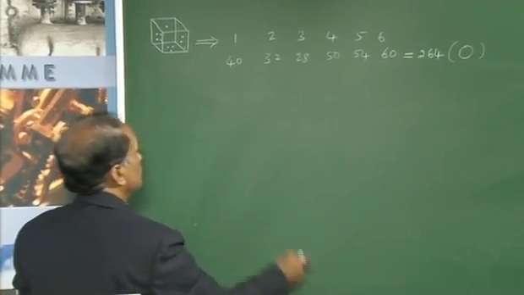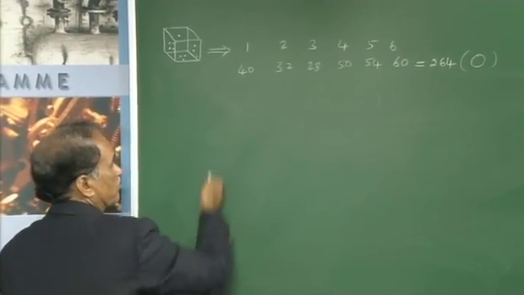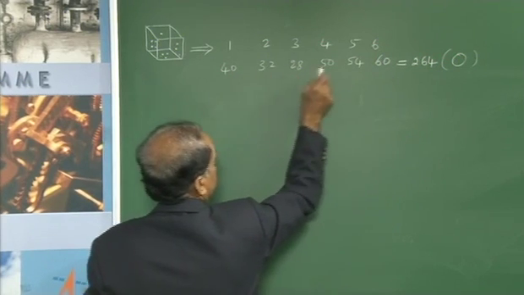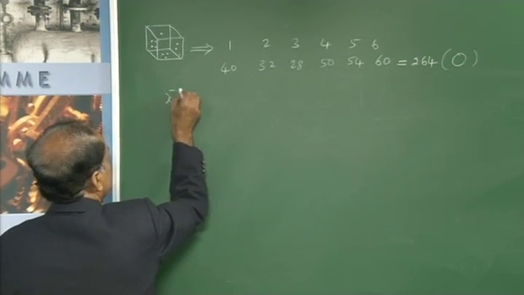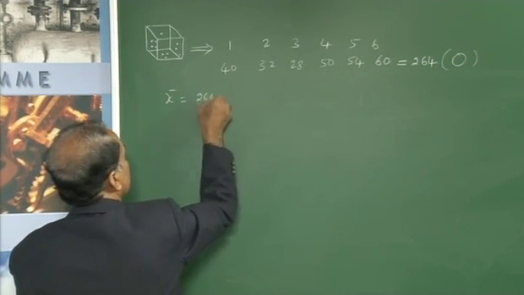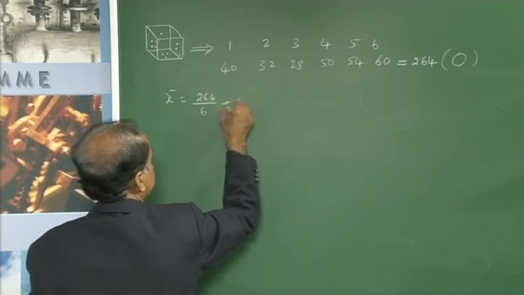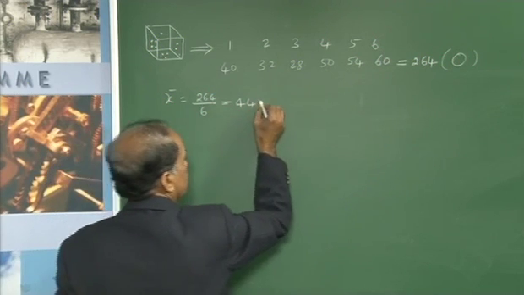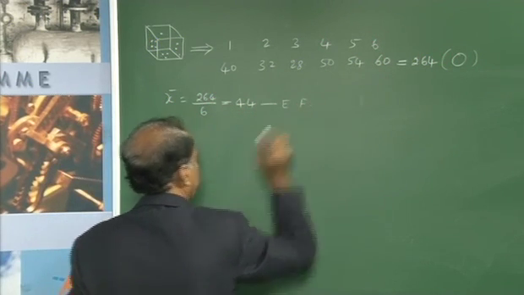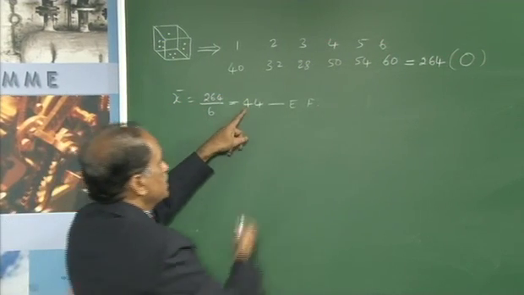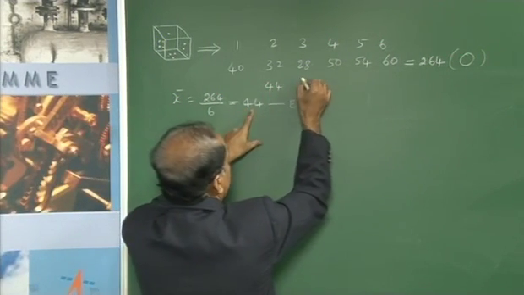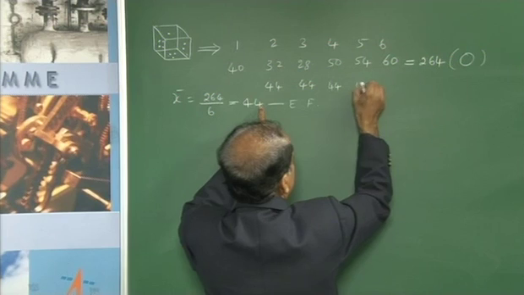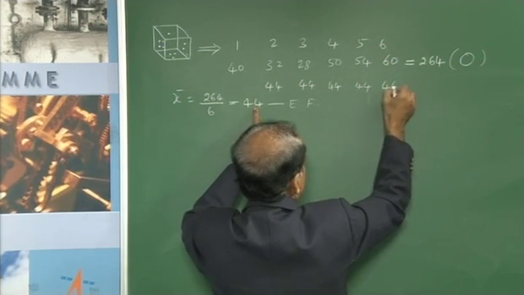To arrange the expected frequencies, particularly for this problem, we can follow this procedure. Take the average of these values for 1, 2, 3, 4, 5, 6, then you will get x bar equal to 264 divided by 6; 6 4s are 24 and 2 remains. This will be the common expected frequency, 44. That means we can attach this 44 with 32, 44 with 28, 44 with 50, 44 with 54 and 44 with 60.